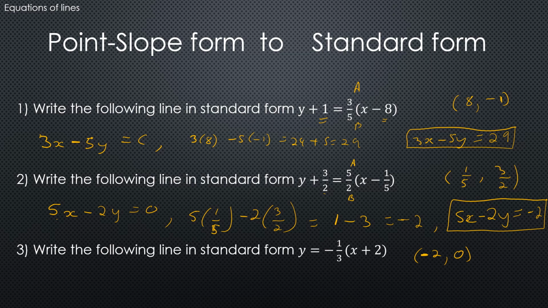And we've got the slope. Now, since the slope is negative, we know we're going to have a positive. So it's x plus 3y. Now we need to find c. We place the values here, so it's -2 plus 3 times 0. That's just -2. So therefore, my standard form is x plus 3y equals -2.